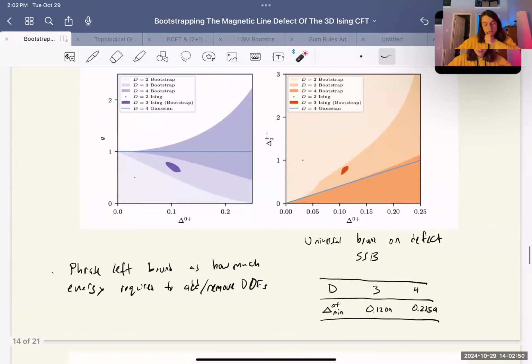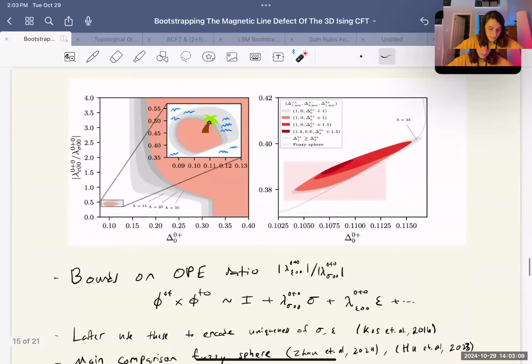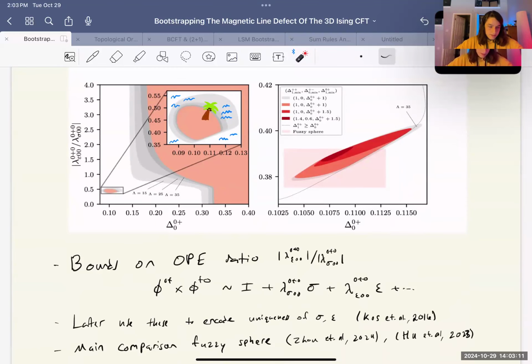So one result here is that we have some universal lower bound on what the dimension of the endpoint must be in order for the domain wall to be irrelevant. So in other words, for this non-simple defect to be stable to the domain wall. So then we can compute some other things.